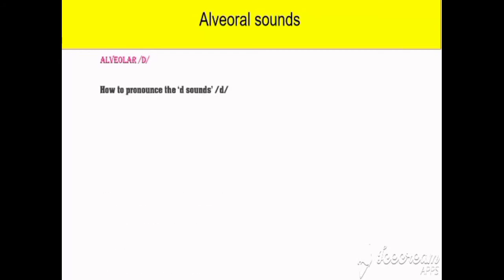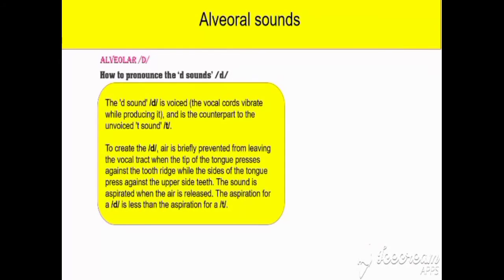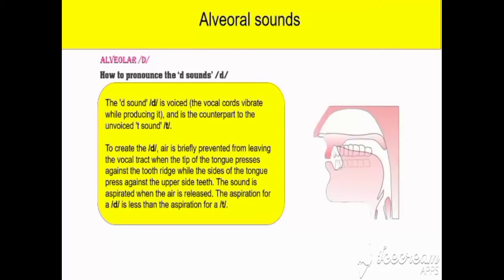Alveolar sound d. How to pronounce the d sound? The d sound is voiced. The vocal cords vibrate while producing it, and it is the counterpart to the unvoiced t sound. To create d, air is briefly prevented from leaving the vocal tract when the tip of the tongue presses against the tooth ridge while the sides of the tongue press against the upper side teeth. The sound is aspirated when the air is released. The aspiration for d is less than the aspiration for a t. Examples: dark, food, day.